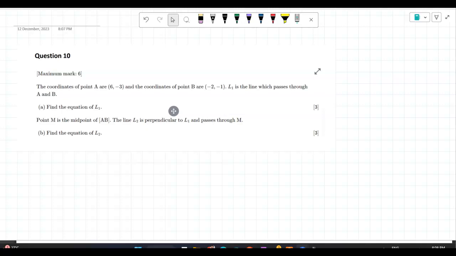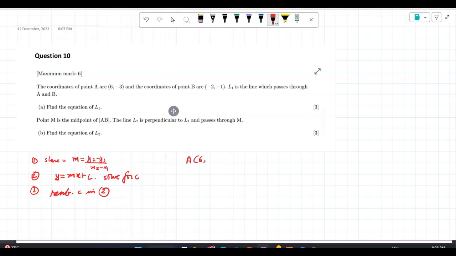Whenever you find the equation of a line passing through 2 points, you have to follow these steps. The first step is you find the slope of the line using the formula m is equal to (y2 minus y1) upon (x2 minus x1). Then you assume y is equal to mx plus c. Solve for c. And then you resub the value of c back in equation 2. So let me demonstrate this work.